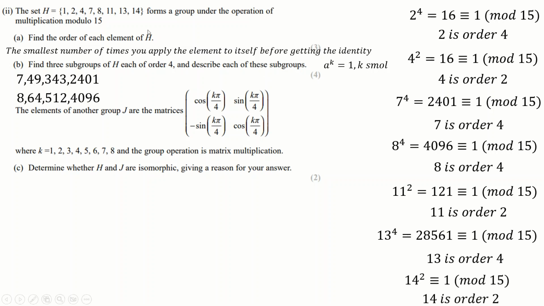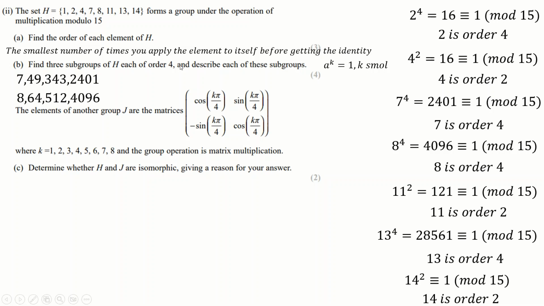14 actually is a nice one because you can think of 14 as minus 1 mod 15, and of course when you square that you get 1. So 14 must be order 2 without any calculation. Okay, so find 3 subgroups after we've done that. So we've done the order bit. Find 3 subgroups, order 4.